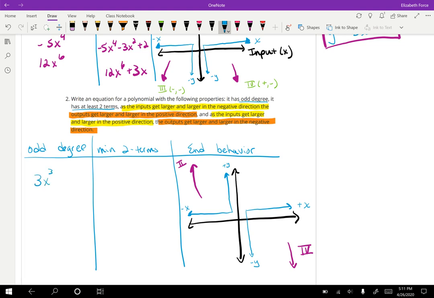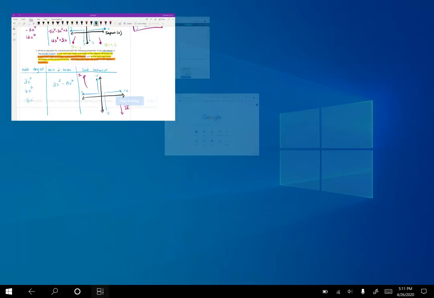So an odd degree, let's go ahead and come up with an odd degree. 3x to the third, or 6x to the fifth. You can even do 5x, right? Because that's to the first. A minimum of 2 terms. So how about we do 3x to the third minus 10x squared. And let's test it.